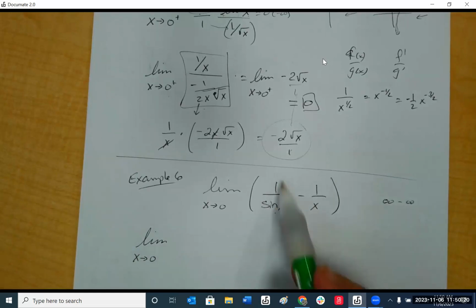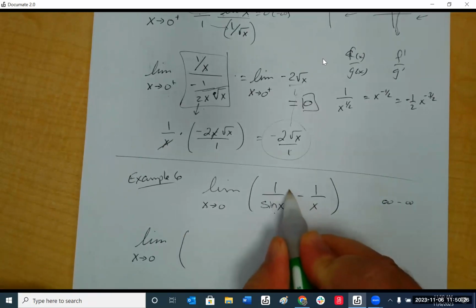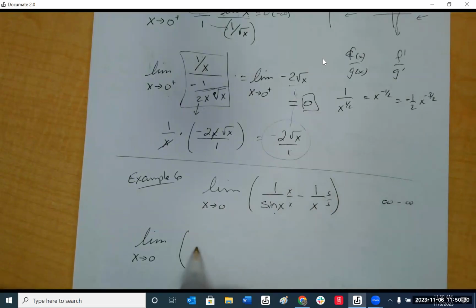Because if we do this, we're going to keep on getting larger equations. Eventually, we have to combine them. So let's go and combine them right now. So this one needs an x over x. This one needs a sine over sine. So it's x minus sine x over x sine x.